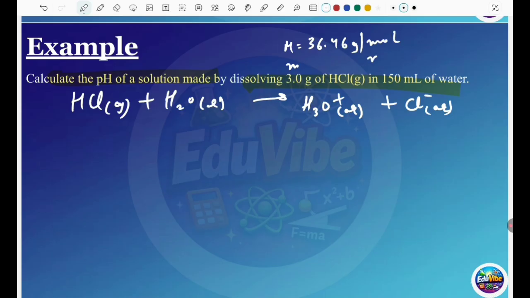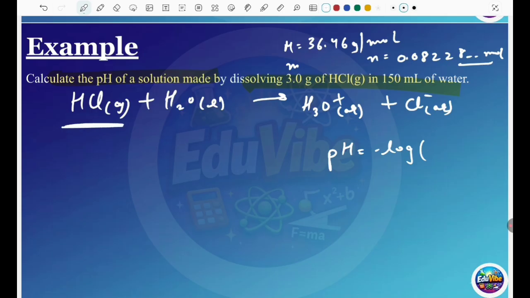From the mass and molar mass, you can find n. Mass upon molar mass, you get 0.08228 moles. You have to find the concentration of HCl, so basically find the pH. For pH, you want the hydronium ion concentration. How can you find this? Basically, if you find the HCl concentration, the HCl concentration must be equal to the hydronium ion concentration, because HCl is a strong acid.